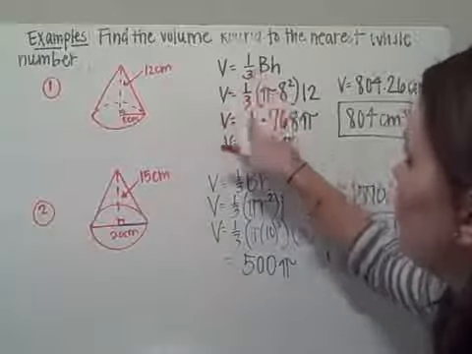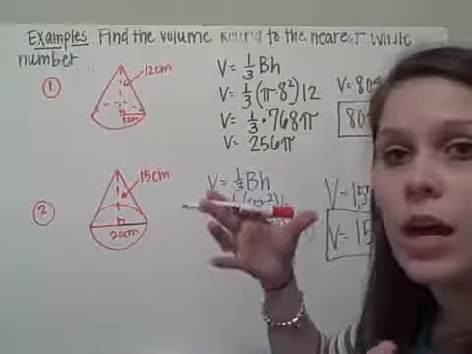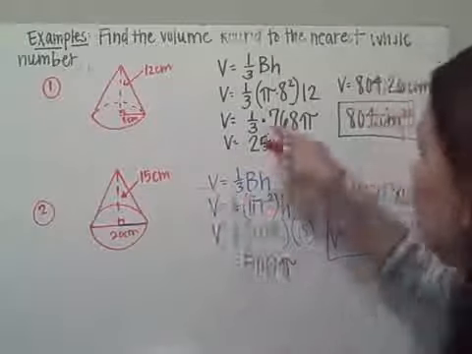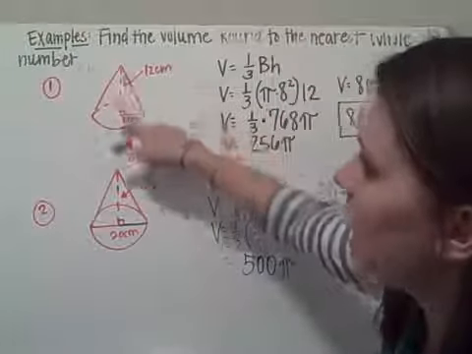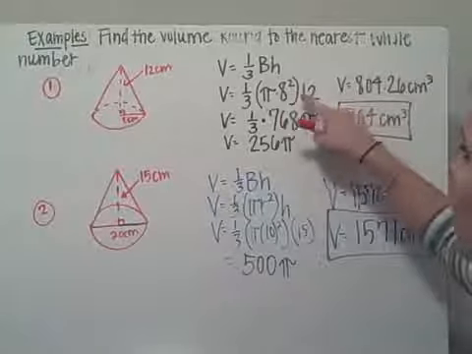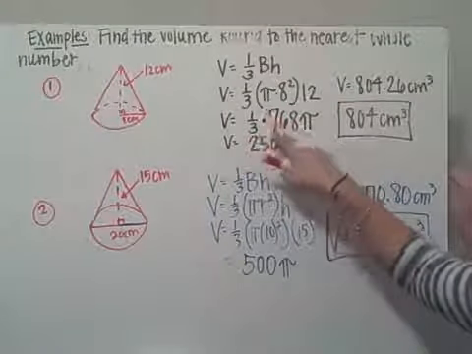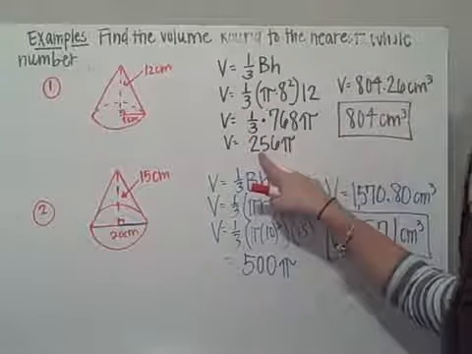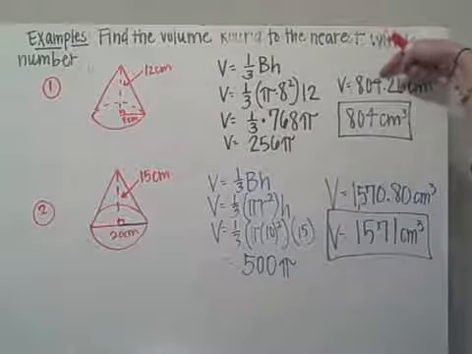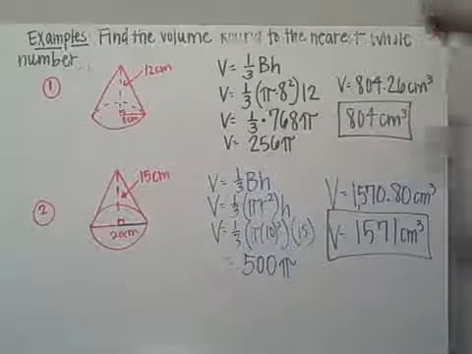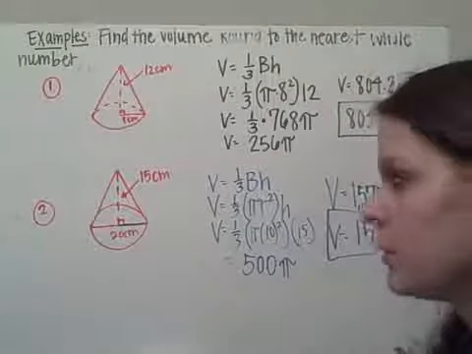So we have 1/3, the base is a circle. So the area of a circle is pi r squared. So we have pi times my radius is 8, so 8 squared, times the height of my entire cone, 12. Well, 8 squared times 12 is 768. 1/3 times 768 is 256 pi. When I multiply 256 and pi, I get 804 and 26/100. Round that to the nearest whole number, we get 804 centimeters cubed.